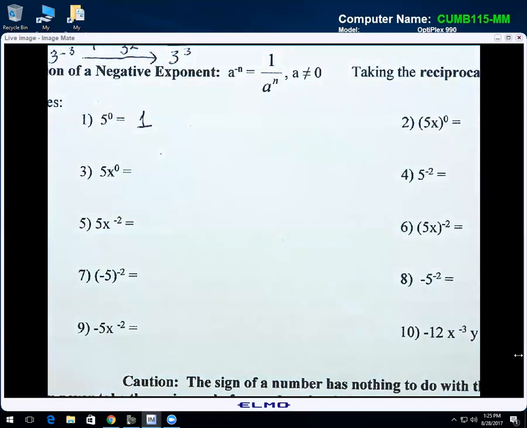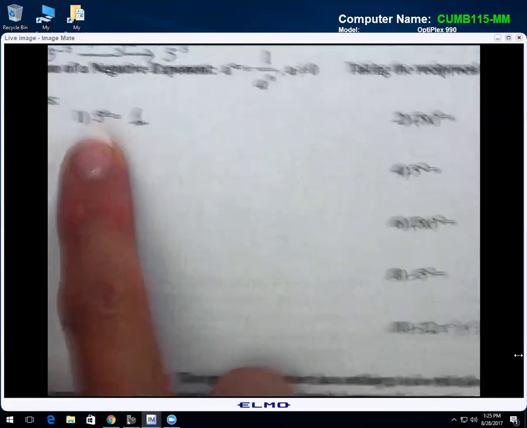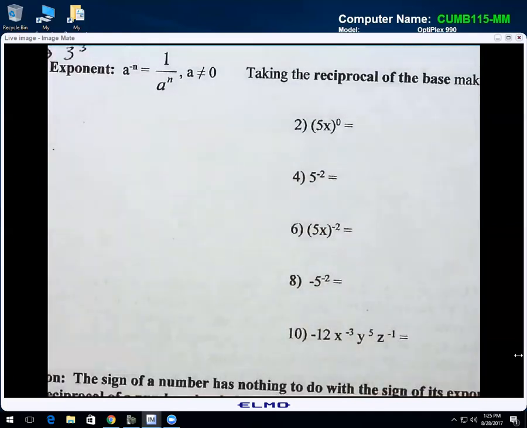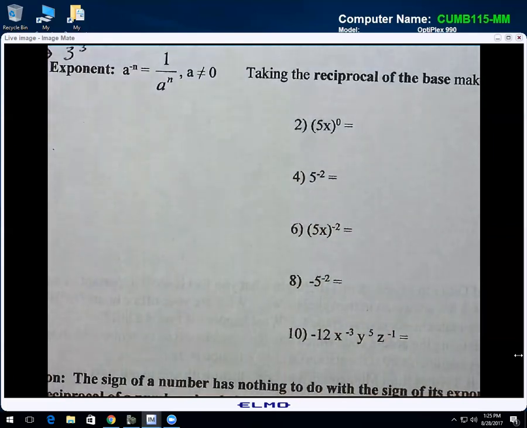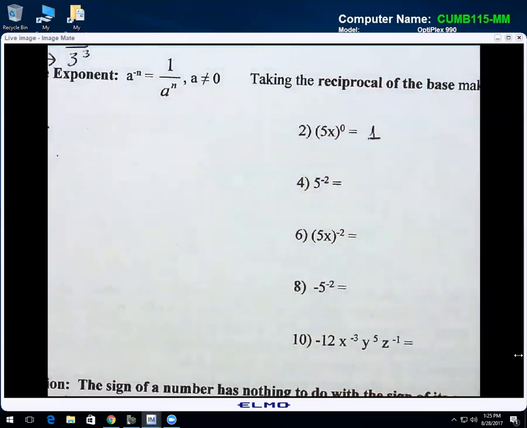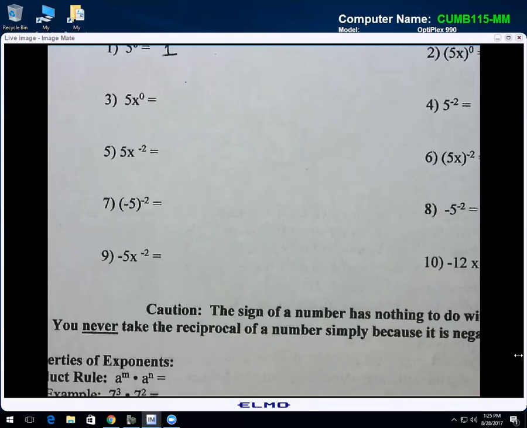What's the base of the exponent 0 in number 1? The base is 5. Is it the same base in number 2? The base is 5x. It's still something to the 0. What's something to the 0? 1. If I say what's 7 to the 0, it's 1. If I say what's q to the 0, it's 1. If I say what's rhinoceros to the 0, it's 1. Anything to the 0 is 1. So why isn't the answer to number 3 1?